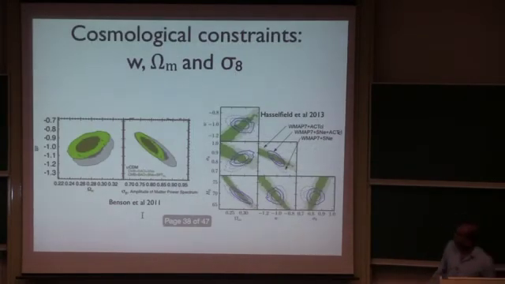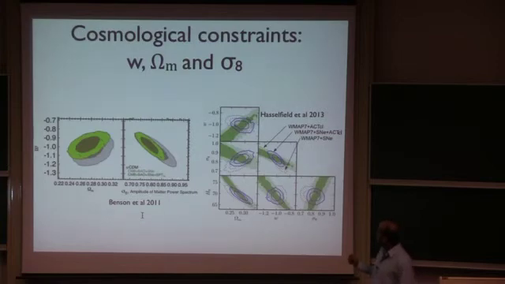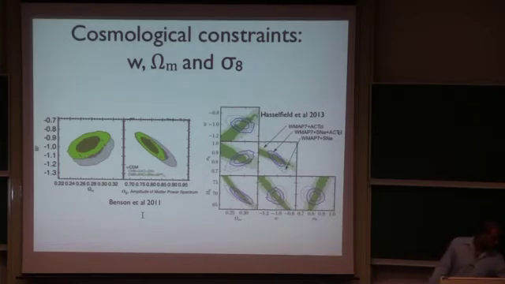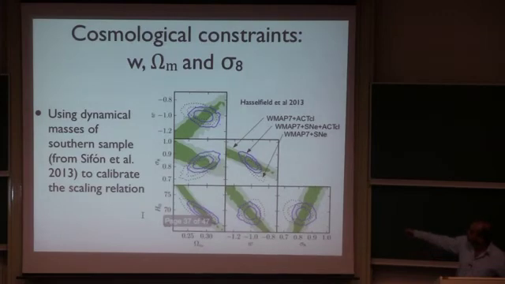As I mentioned, the important thing is two things. One is we need more clusters, so we have larger surveys coming online. And secondly, we need to calibrate the Y-M relation. We've been doing some work here in South Africa using dynamical masses. This was mostly on SALT and Gemini.